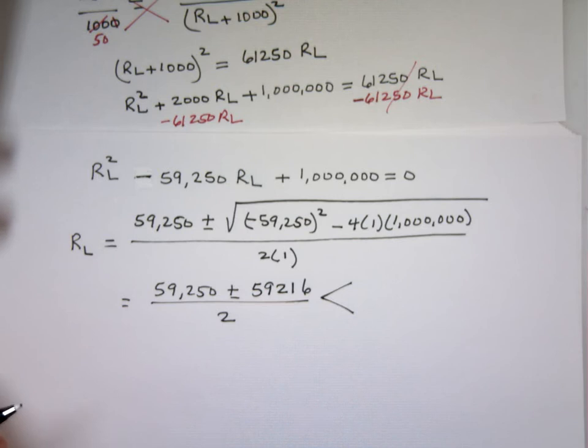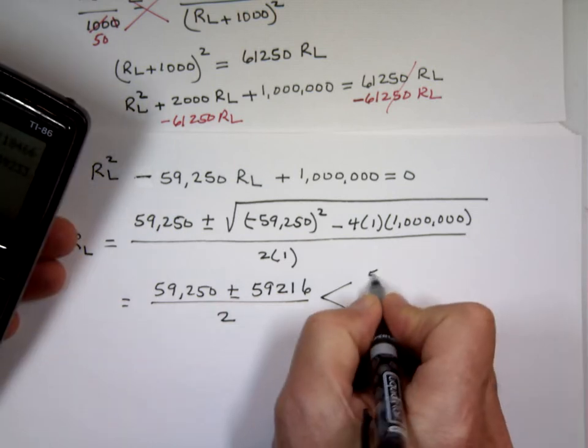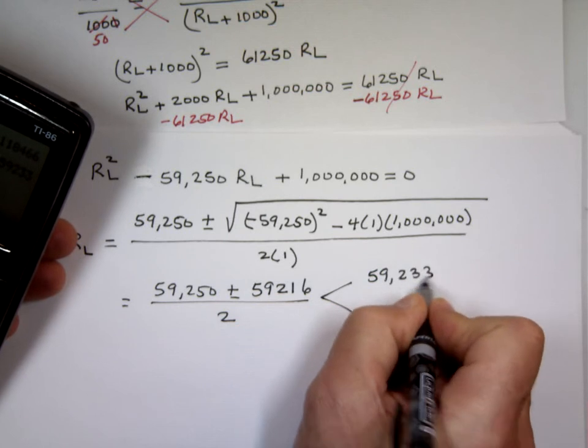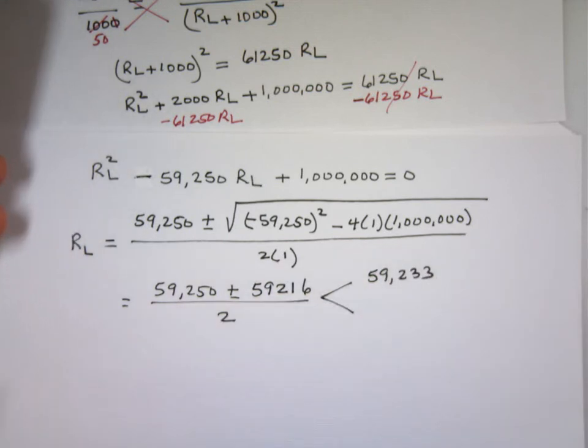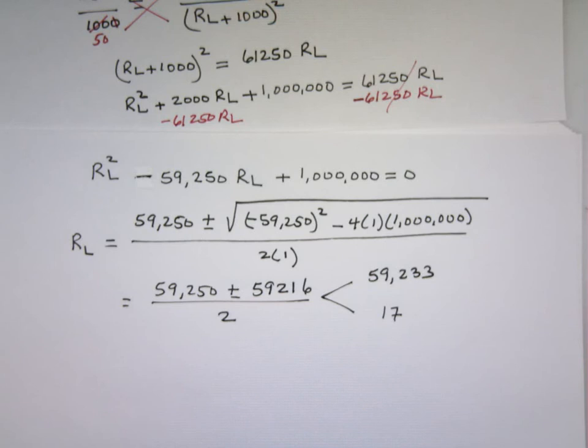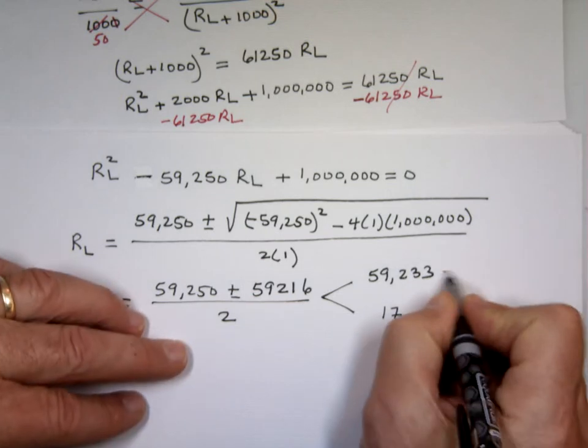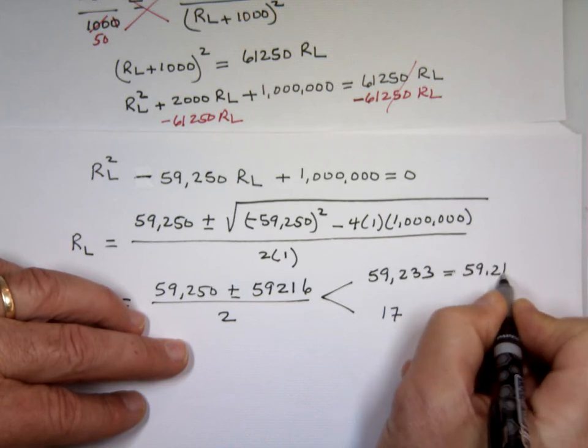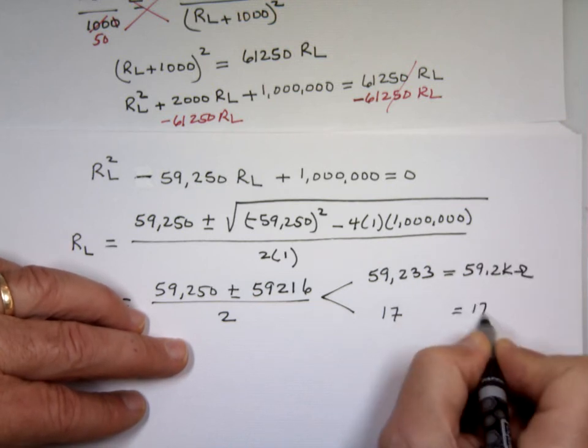59250 plus 59216 divided by 2, one value is 59,233. The other one, 59250 minus 59216 divided by 2, is 17. I get it. 17 ohms and 59K. So this is 59.2 kilo ohms, and this is just 17 ohms. These are the two values.